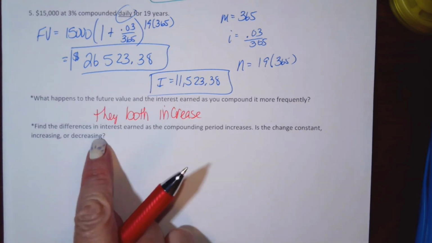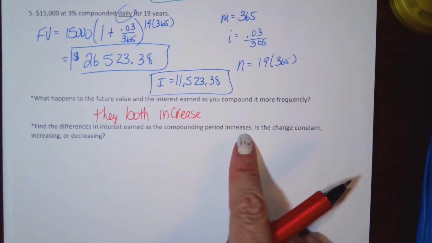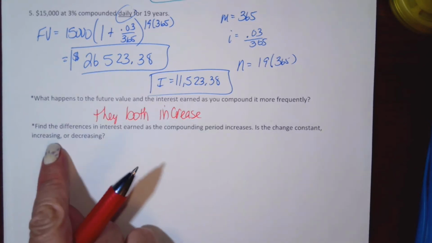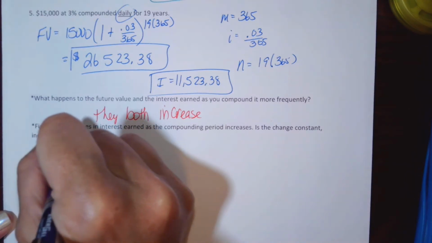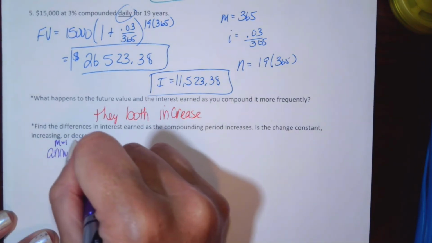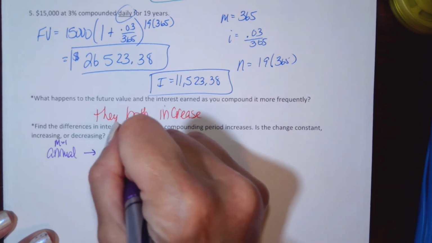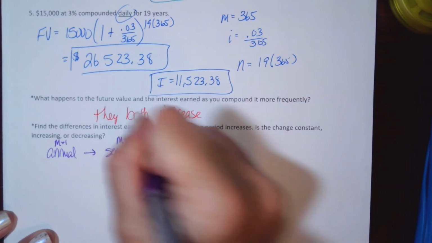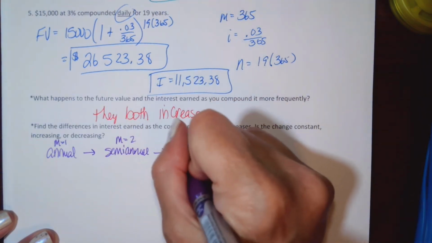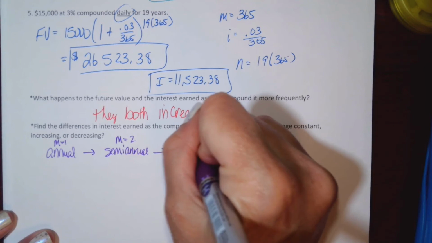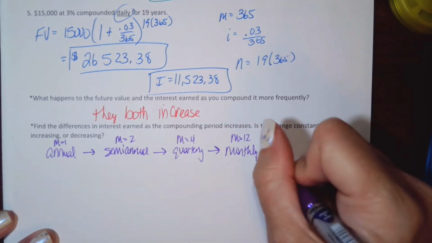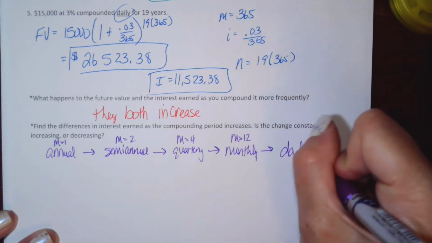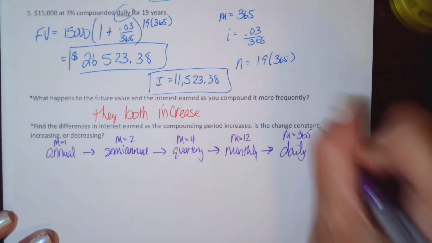If we find the differences in the interest earned as the compounding period increases, we need to look to see is the change constant, increasing, or decreasing. Okay, so here's what I mean by that. We started out with compounded annually, where M was 1, and then we went to semi-annual, where M was 2, and then we went to quarterly, where M is 4, and then we did monthly, where M is 12, and then finally we did daily, where M was 365.